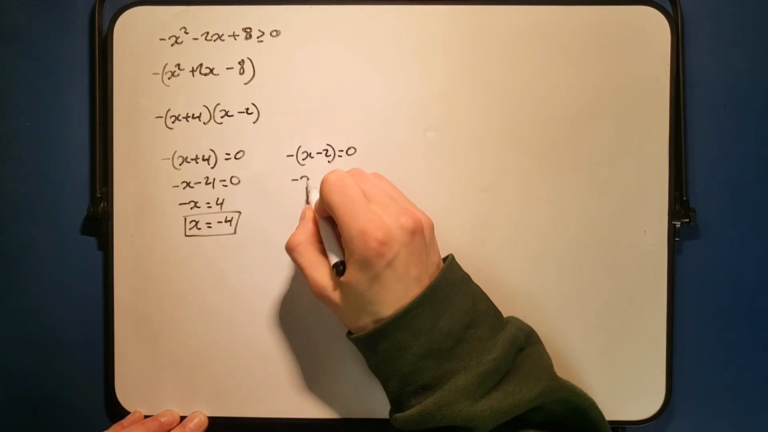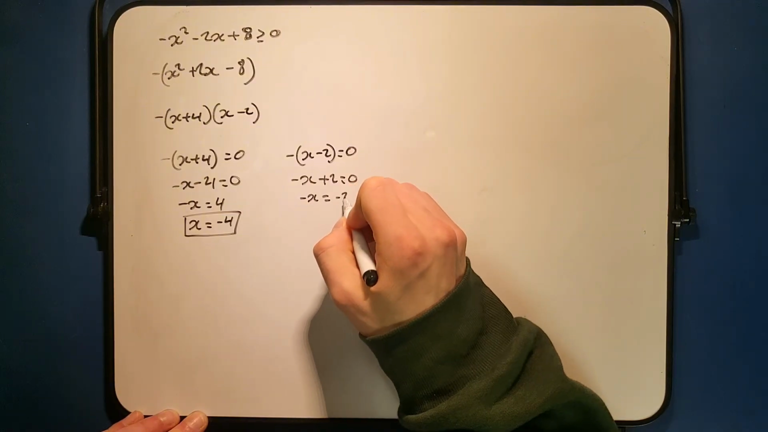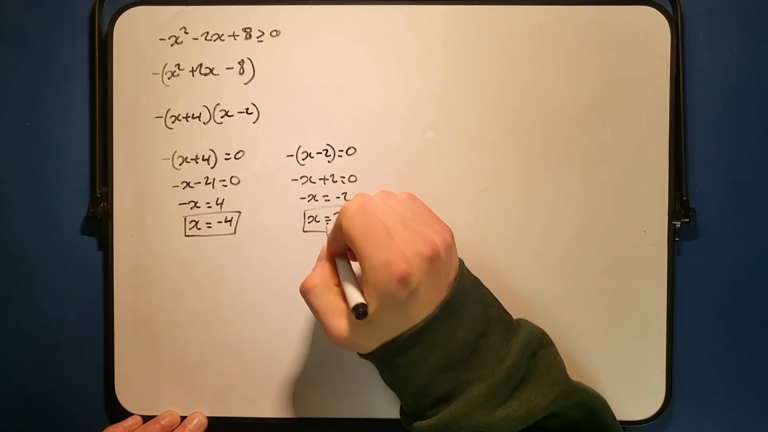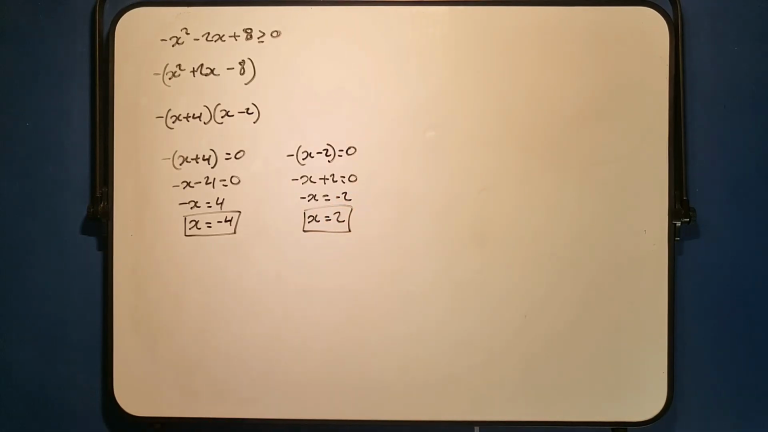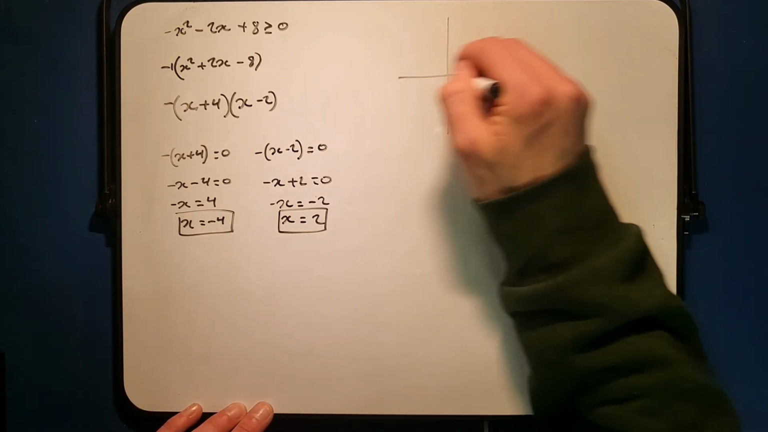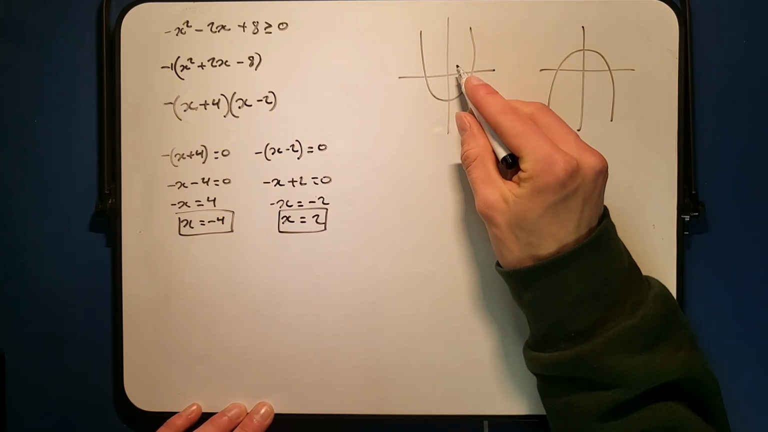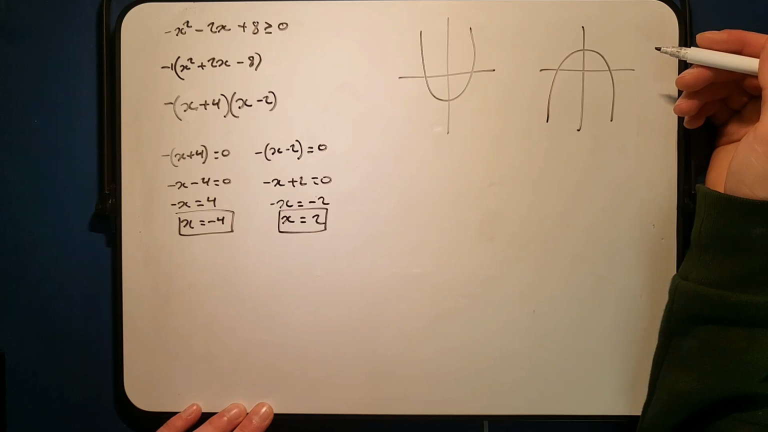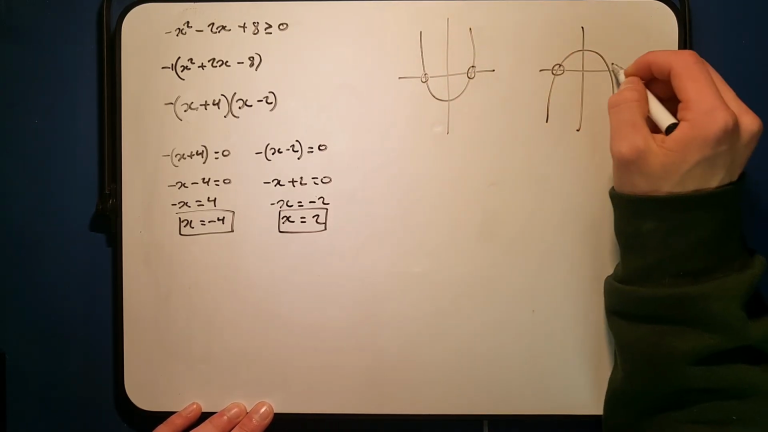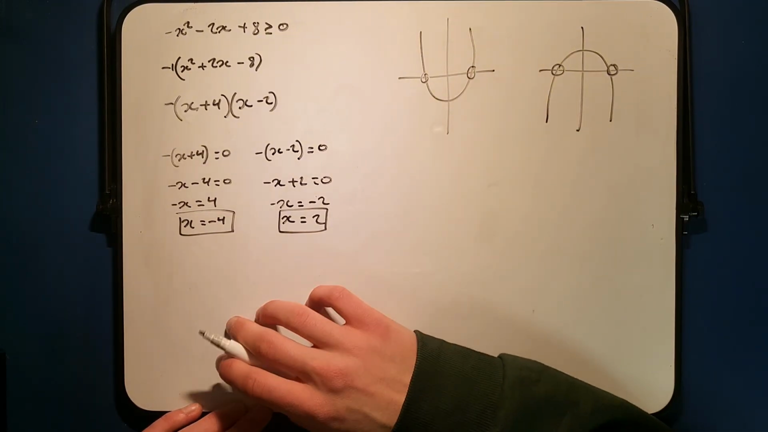The other is negative x plus 2 is equal to 0. Negative x is equal to -2, and x is equal to 2. So here are our two solutions for the quadratic. Coming back to our quadratics, remember we have the positive ones and the negative ones, or concave up and concave down as they're usually called. So we have our two solutions, so our 2 points that it crosses the x-axis, but we don't know whether it's a concave up or concave down quadratic.